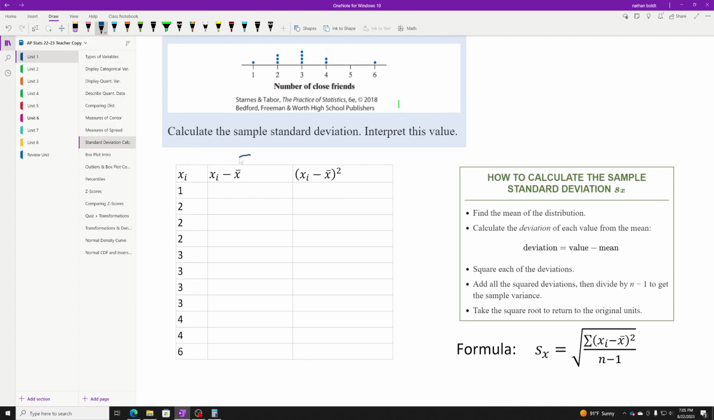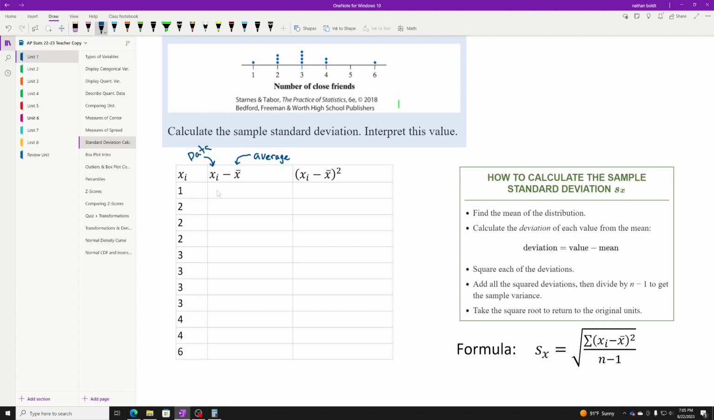So this x bar, I don't think we've quite said that yet. That stands for average. That is your average, x bar. And this right here is our data point.